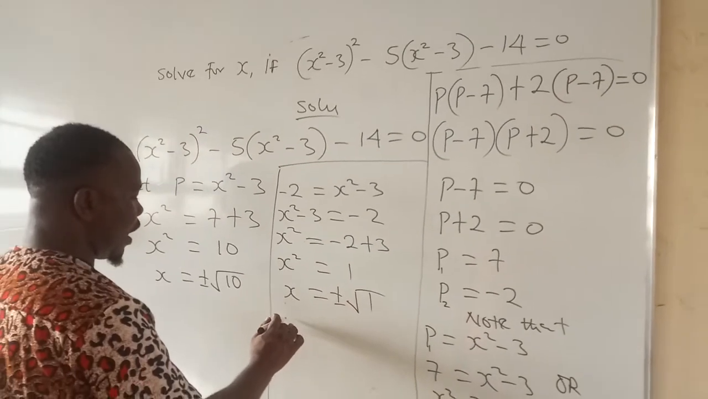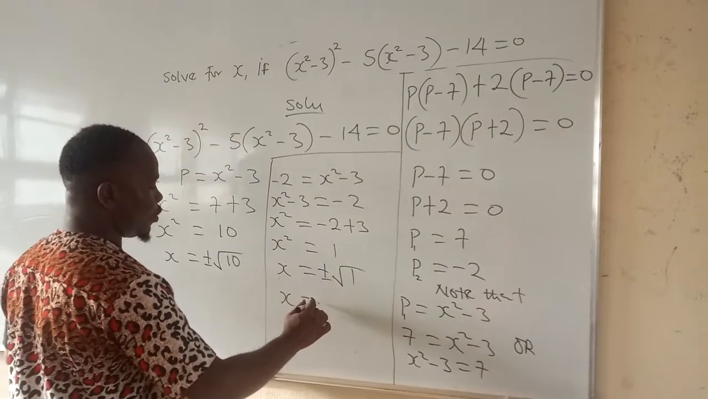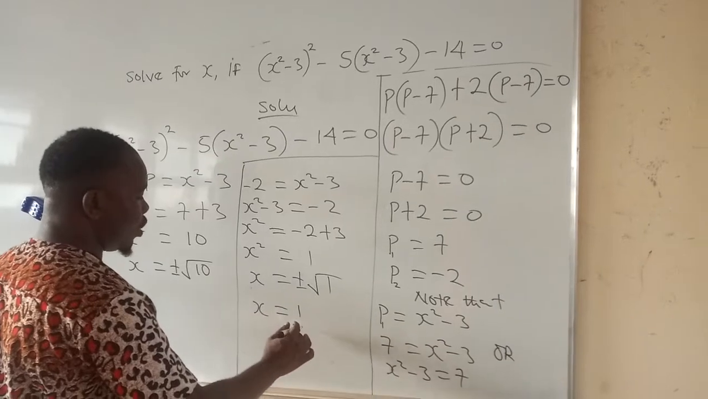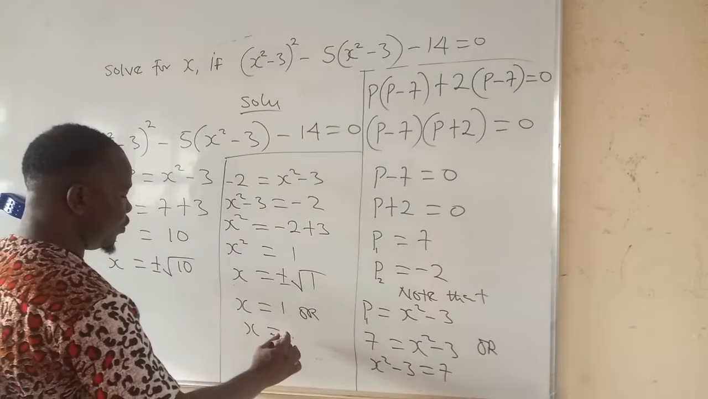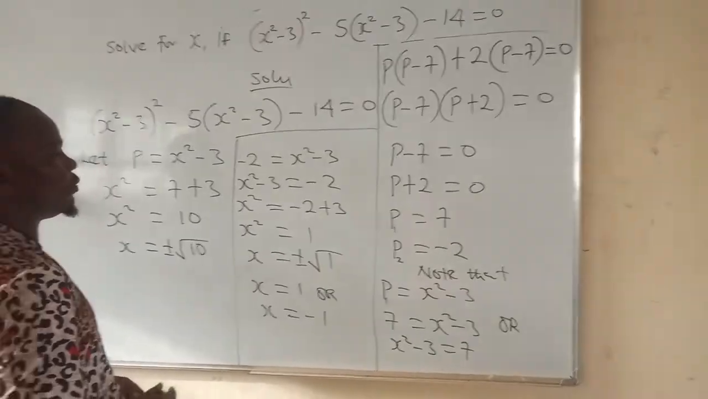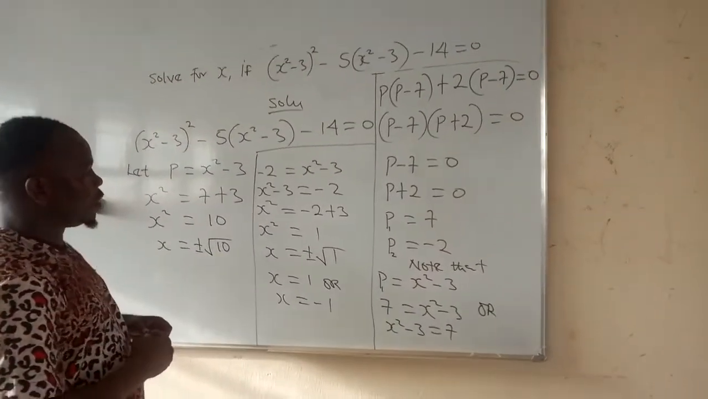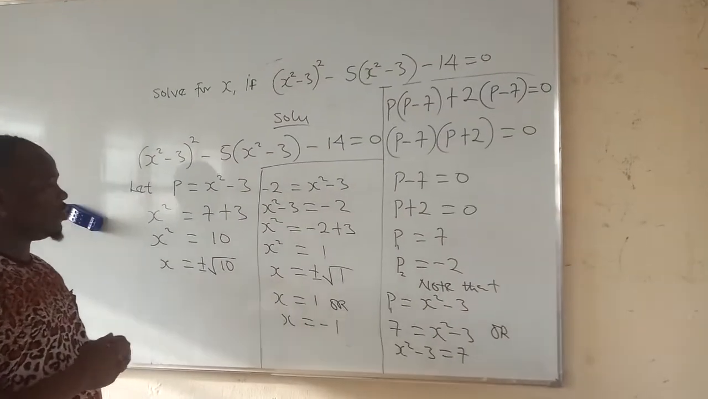Then our x is equals to either plus 1 or our x is going to be what? Minus 1. Is that clear? Any question? If there is no question, no problem. Okay?